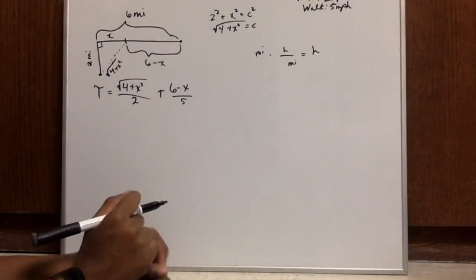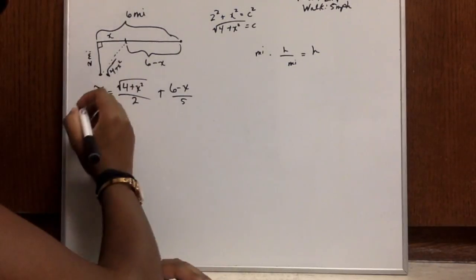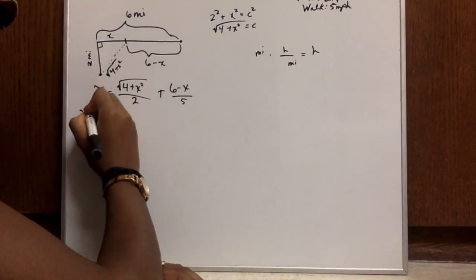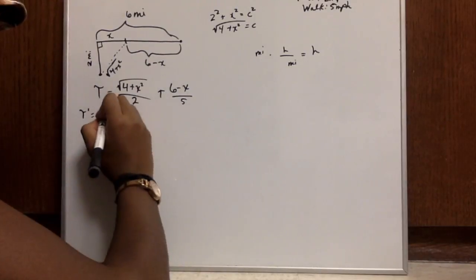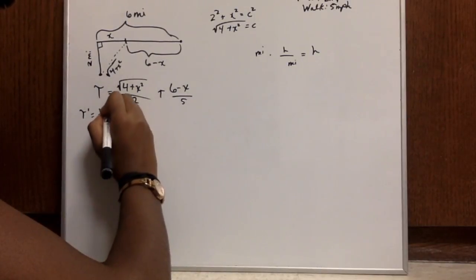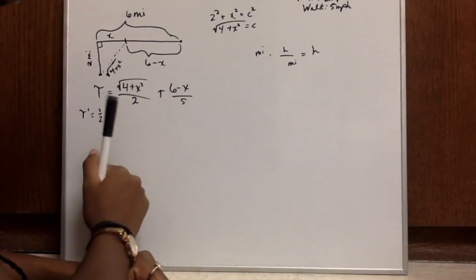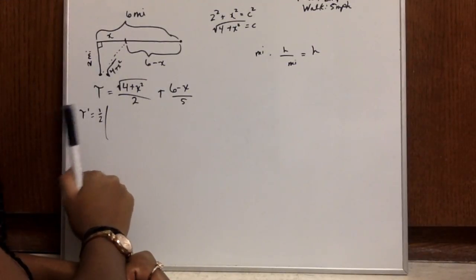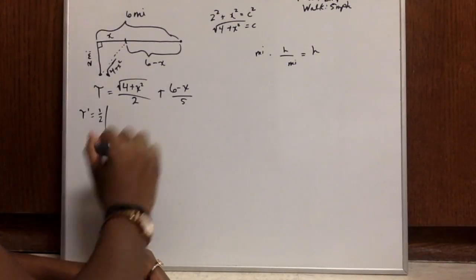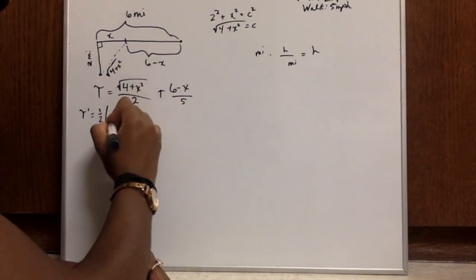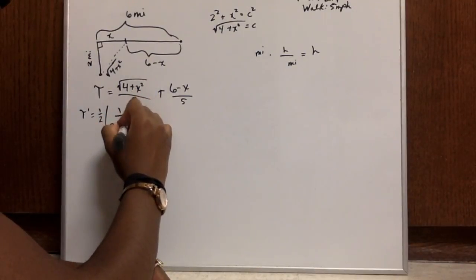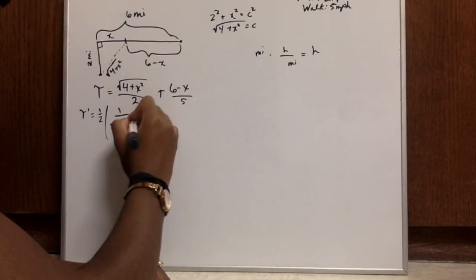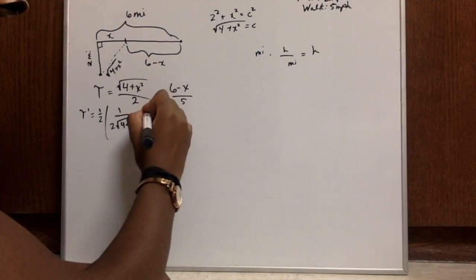So take the derivative of this. We're going to have the derivative of both sides. T prime is going to be equal, I'm going to use the constant multiple rule to factor out this 1/2. Now we're going to take the derivative of the square root of 4 plus x squared, which is going to be 1 over 2 times the square root of 4 plus x squared, all that times 2x.